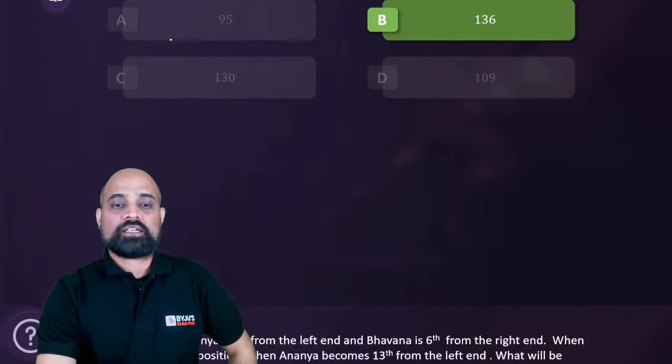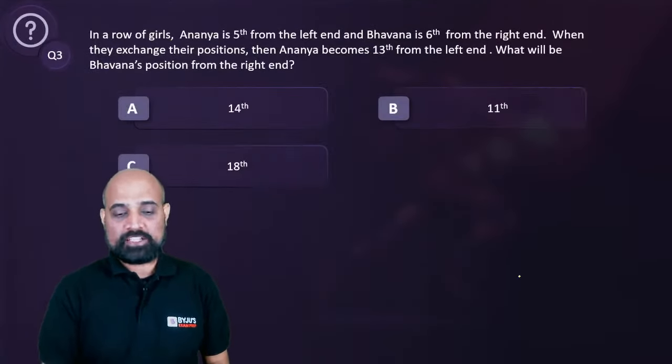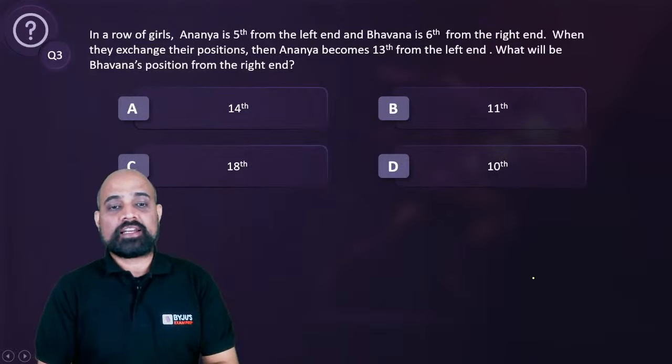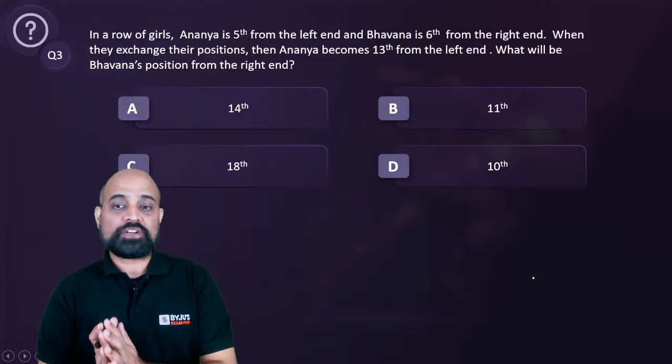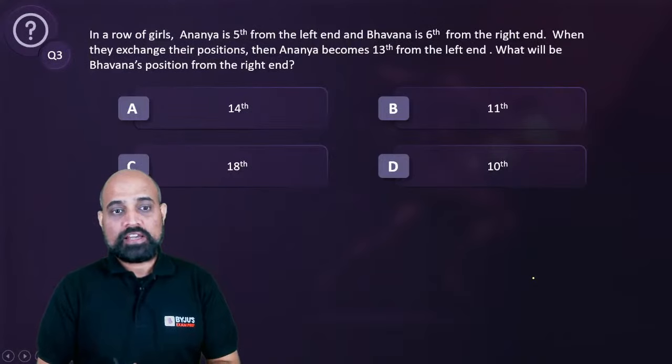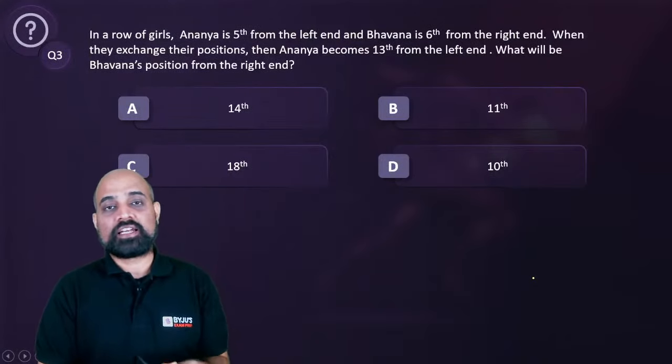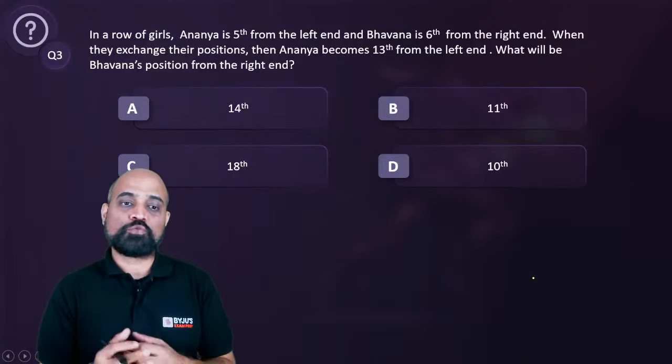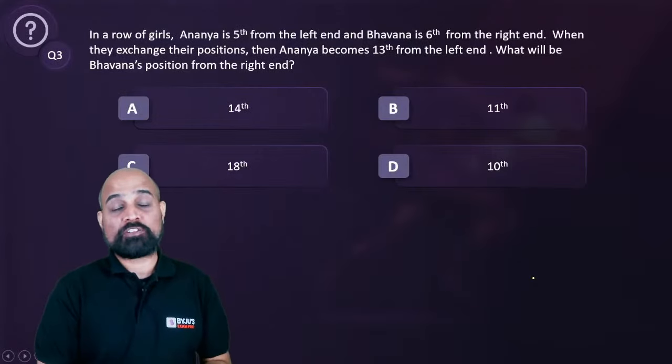Right? Okay. Next question. In a row of girls, Ananya is 5th from the left and Bhavna is 6th from the right end. When they exchange their positions, then Ananya becomes 13th from the left end. What will be Bhavna's position from the right end?